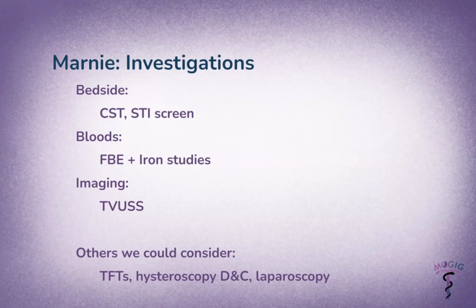Some things we could consider probably down the line, if these investigations came back as negative or we couldn't find a cause based off these, would be things like TFTs, looking for hypothyroidism, which can lead to things like heavy or frequent bleeding as well as fatigue. And then hysteroscopy D and C, if we're particularly worried about some sort of endometrial metastasis or other cancer. And potentially a laparoscopy if we are concerned about things like endometriosis.